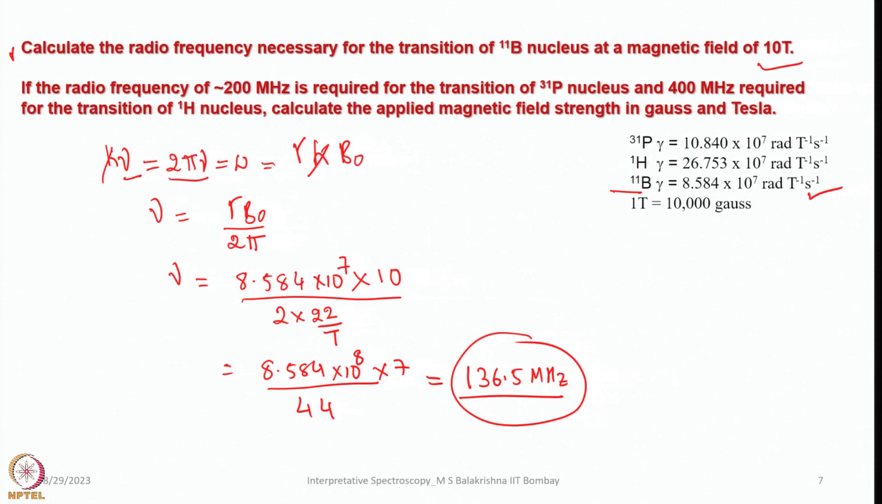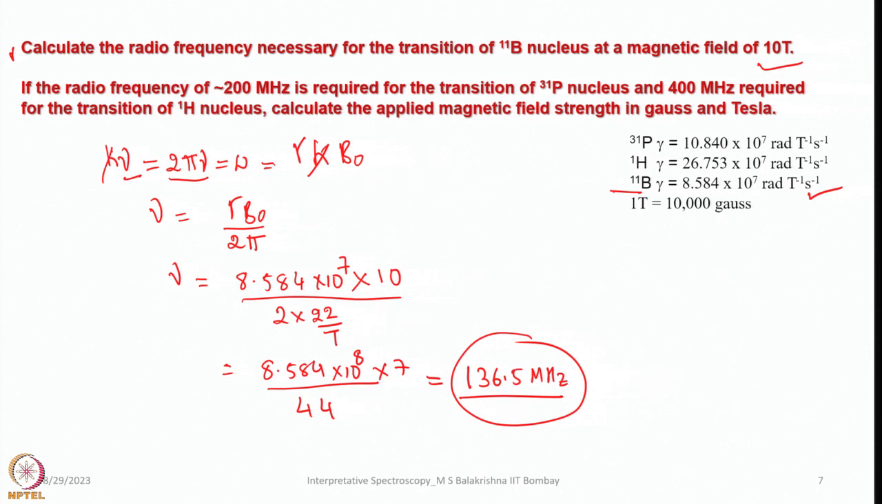Let's look into one more example so that you will become more familiar. The other problem I have shown here is: if a radio frequency of approximately 200 megahertz is required for the transition of the 31P nucleus and 400 megahertz is required for the transition of the 1H nucleus, calculate the applied magnetic field strength in Gauss as well as in Tesla.